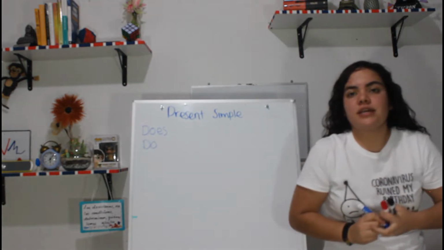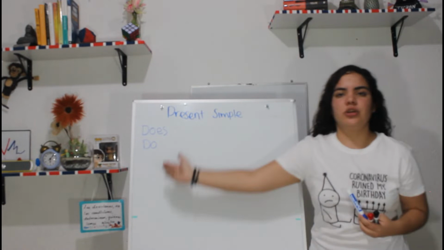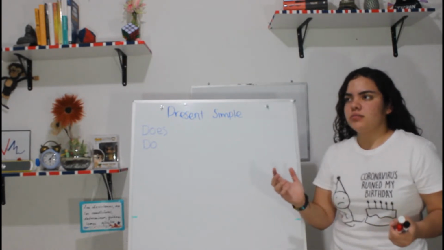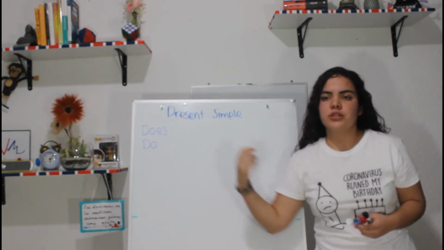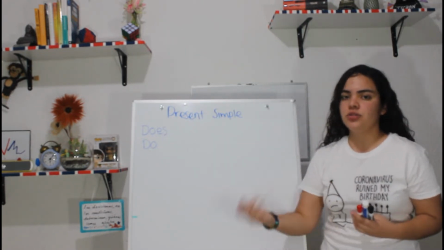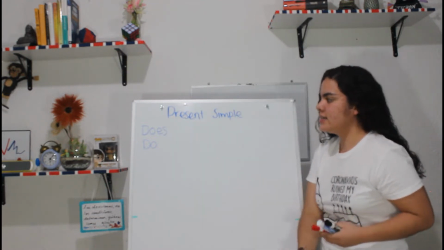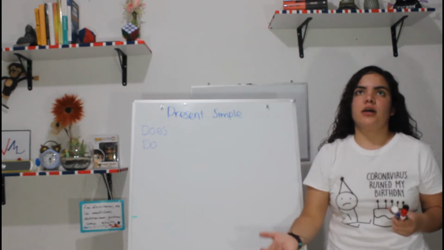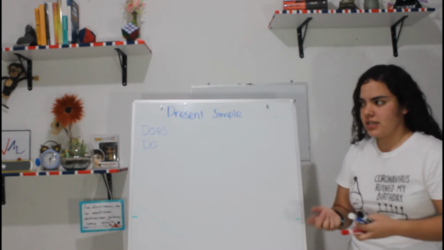We use this auxiliary only when we are going to use a question or a negative form. Those are the only two cases. We need to use does with a singular pronoun and do with a plural pronoun. For example, if I make a sentence using does, it would be a question, for example with she.